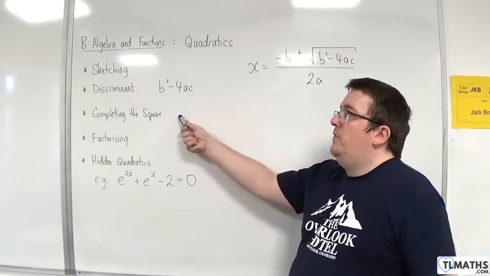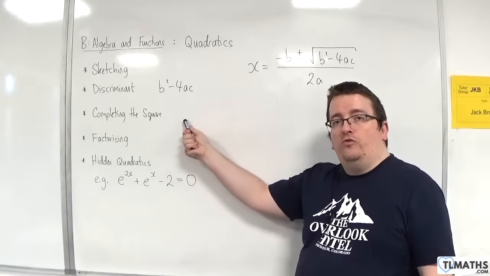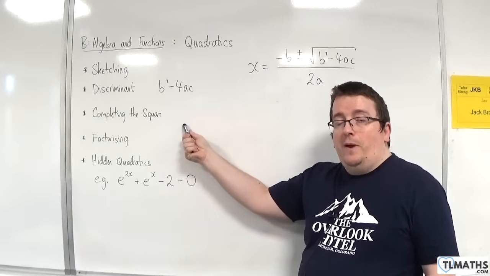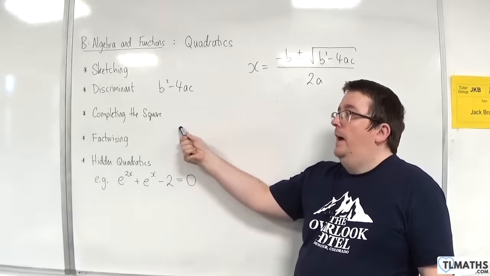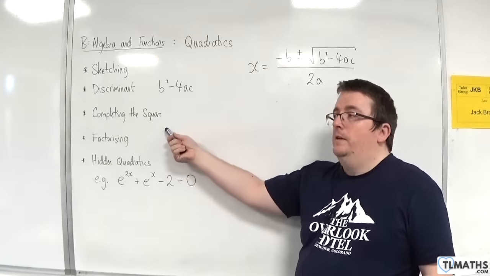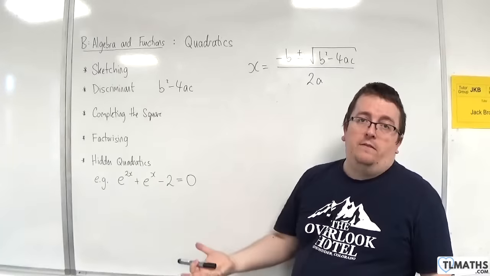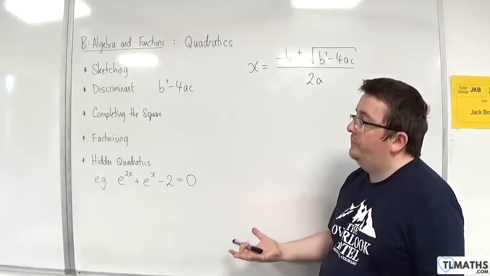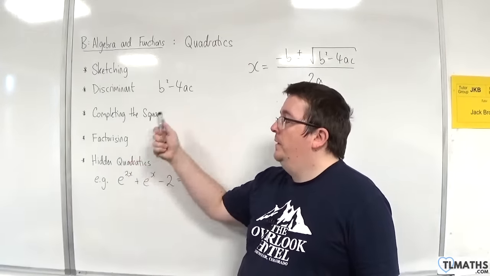You should be able to complete the square of a quadratic. You should be able to do it algebraically. Okay, but don't forget that the Casio ClassWiz can help you do that. But if there's algebra involved, then you might need to do it by hand. So make sure that you can.